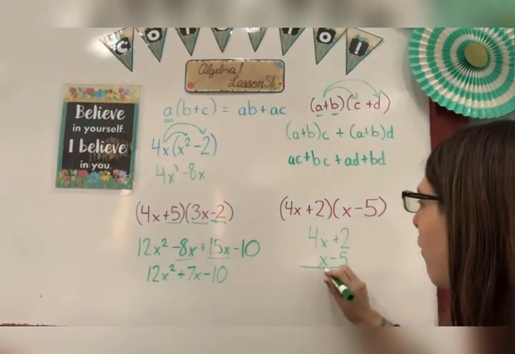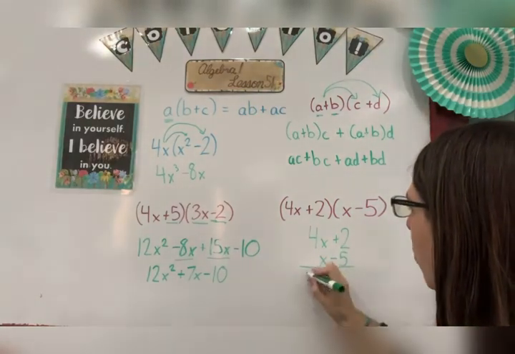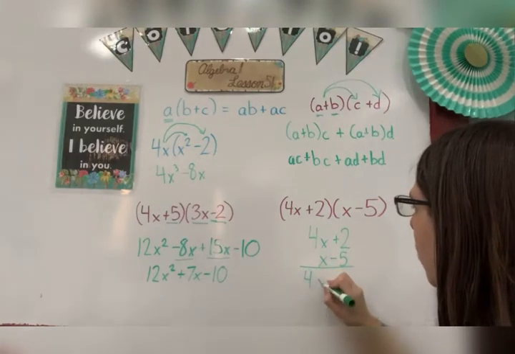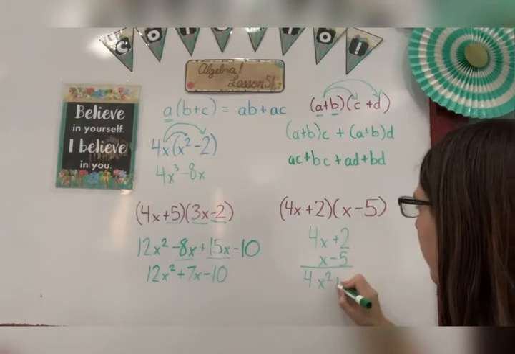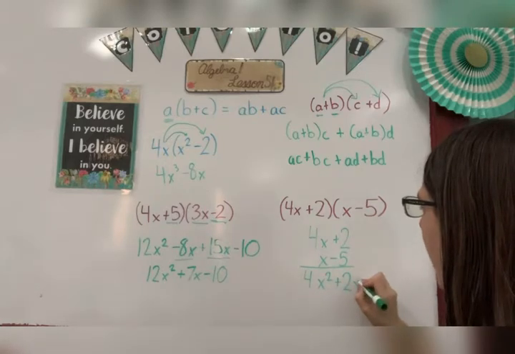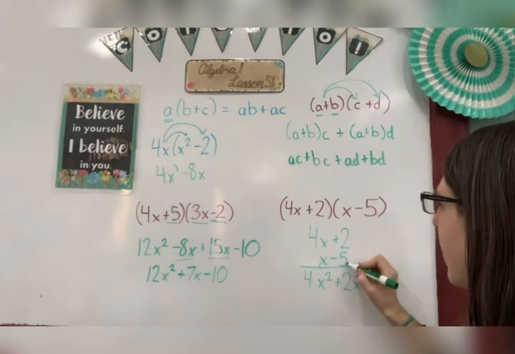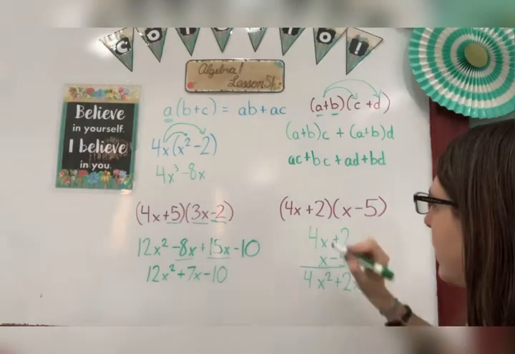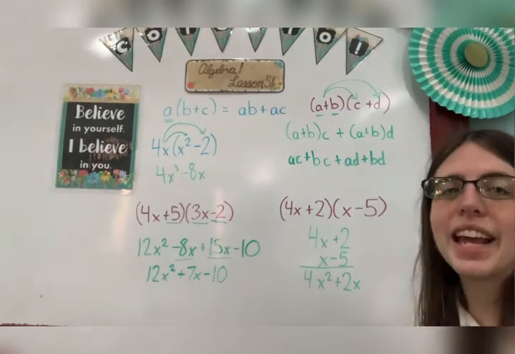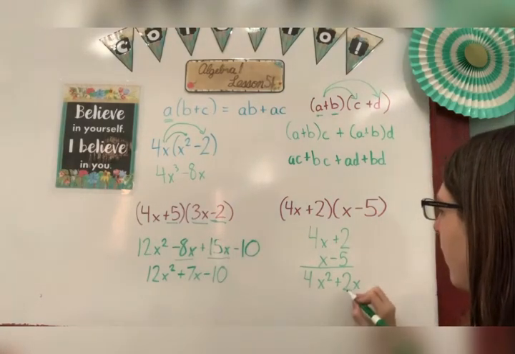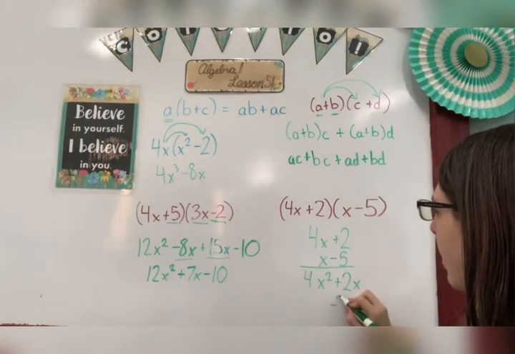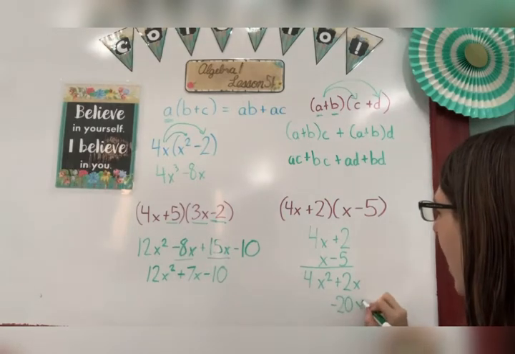You start in the front. X times 4x is 4x squared. X times 2 is positive 2x. Now I do my back number. Negative 5 times 4x is negative 20x. And I put it underneath of the like term, negative 20x.